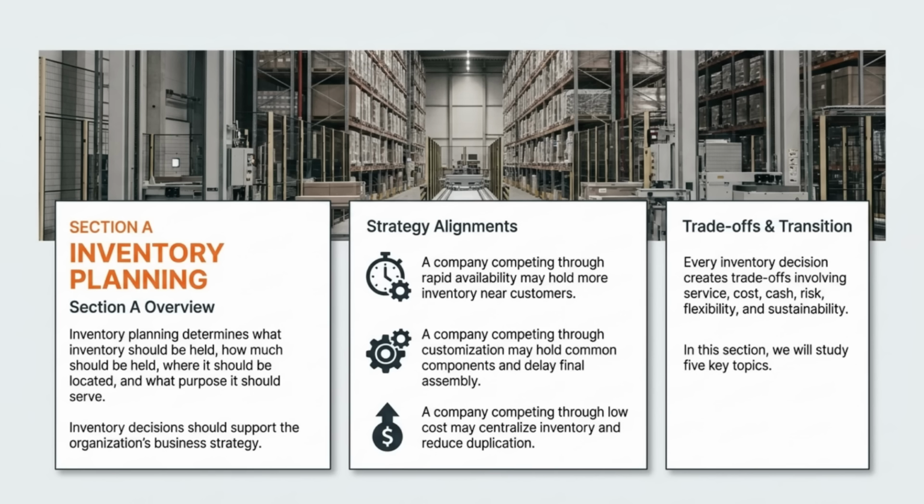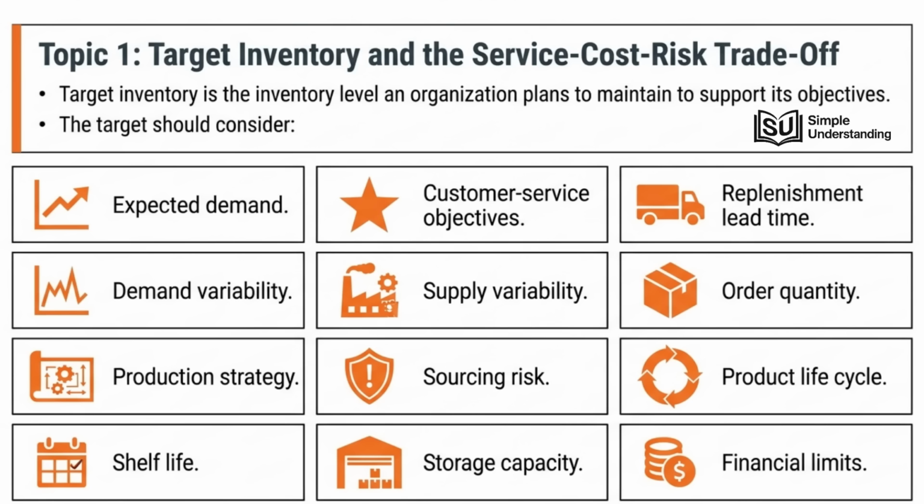In this section, we will study 5 key topics. Topic 1. Target inventory and the service cost risk trade-off. Target inventory is the inventory level an organization plans to maintain to support its objectives.